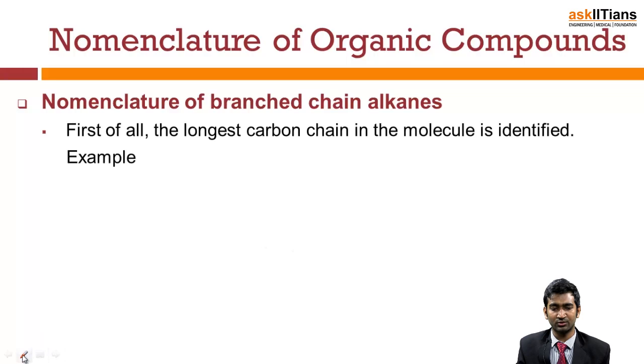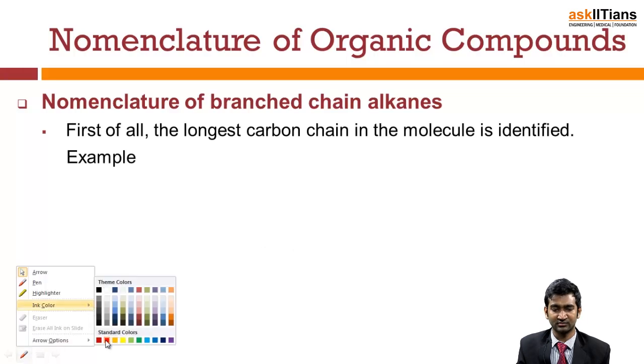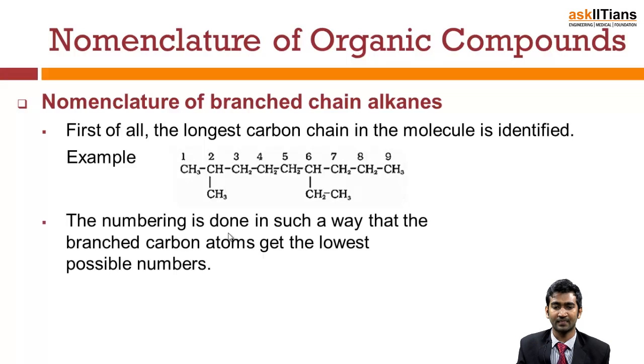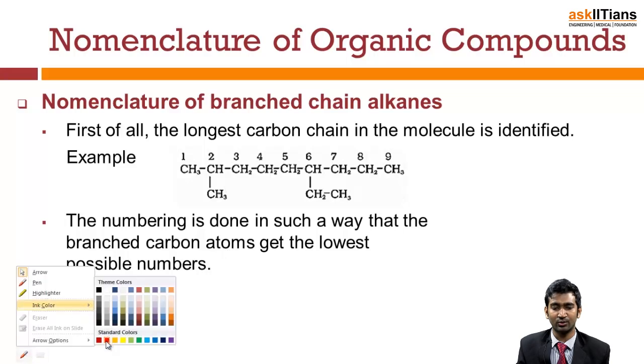So here go the rules, guys. Here go the rules that you have to actually check. First of all, check for the longest carbon chain. That will be your parent chain. Longest carbon chain will be the parent chain. And you have to then number it. How do you have to number it? You have to number it so that the branch carbon gets the lowest number.